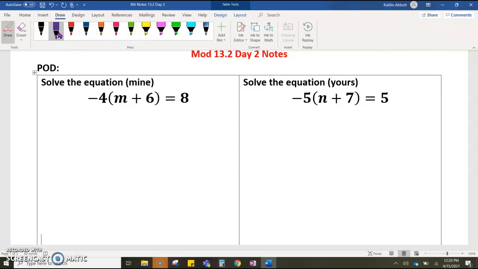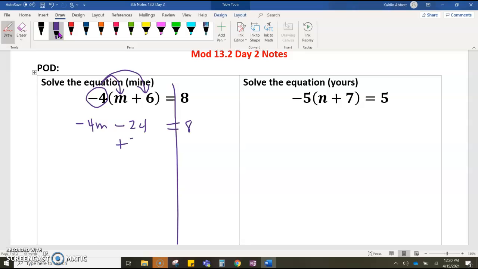You're always going to start off by splitting that problem down the middle, and we're continuing to practice with the distributive property. So you're going to do -4 times m and -4 times 6. -4 times m just gets you -4m, and -4 times 6 will get you a -24. Positive times a negative is a negative, and 4 times 6 is 24. We're going to bring that 8 down.